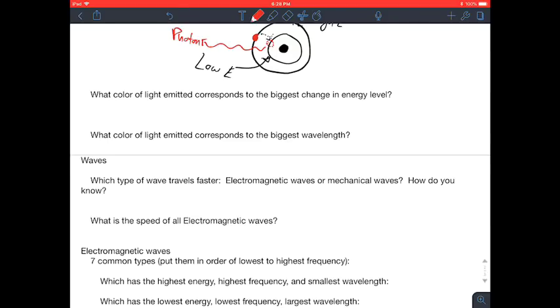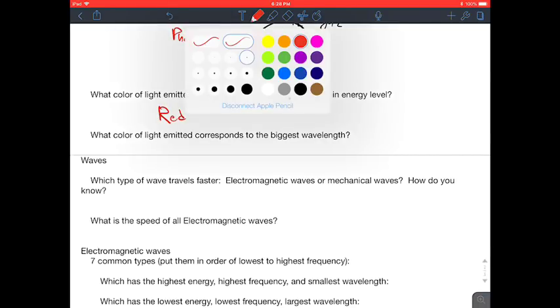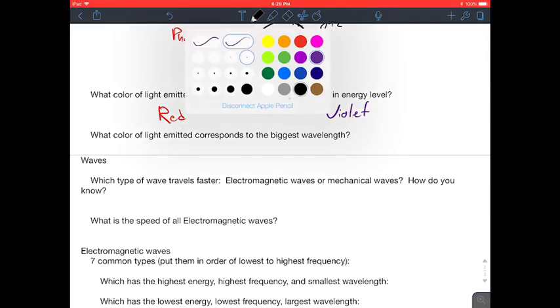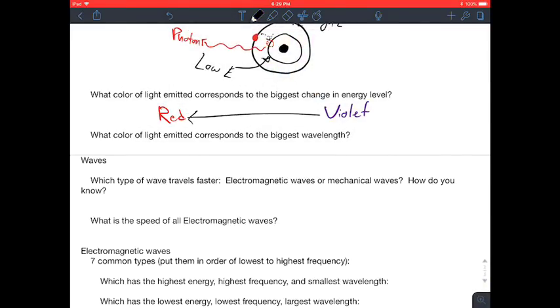So if we think about our visible light spectrum, we have red over here, right, Roy G. Biv. So we have red, orange, yellow, green, blue, indigo, violet. So on this side we have violet. Now remember, energy is related to frequency. So we have red, which has really big wavelength, really small frequency, so it's low energy. So if we're talking about the highest energy, right, between red and violet, because the middle ones we don't care, we want the extremes, right? Which color emitted corresponds to the biggest change in energy? It's going to be violet.